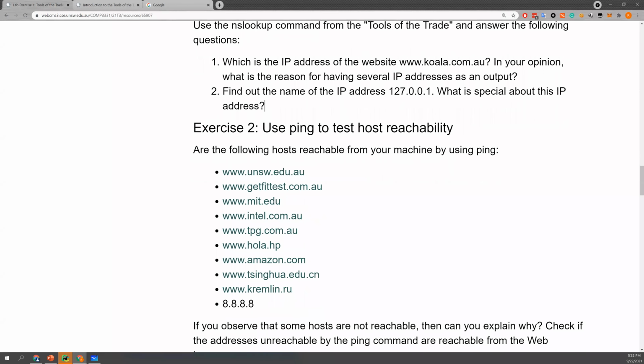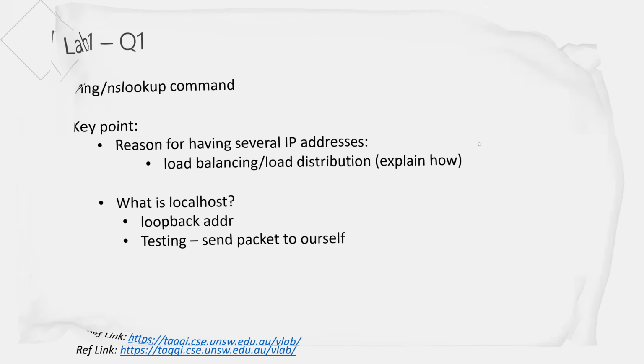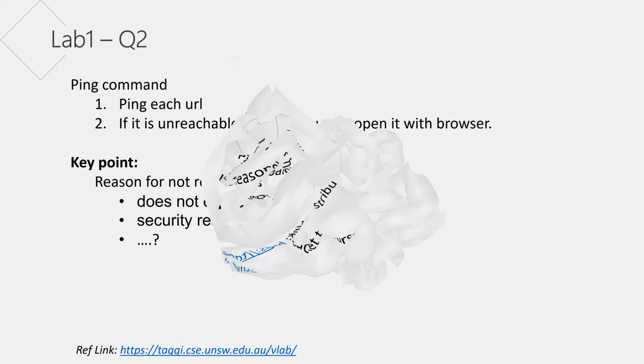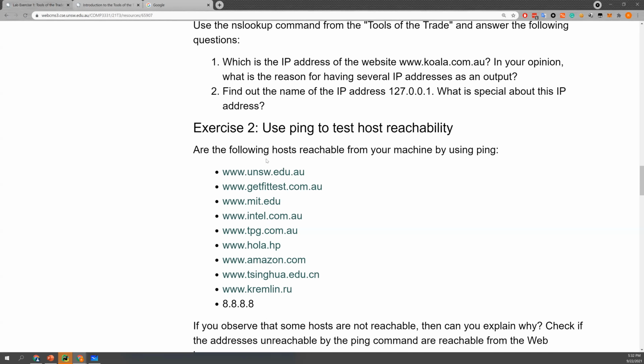Okay, then let's go to the next one. The key point is we are using the ping command here. So the basic step is to ping each URL in the list. If it's unreachable, check if you can open it with the browser. And let's see what we have in the second exercise. Here, they ask us to use ping to test these hosts.